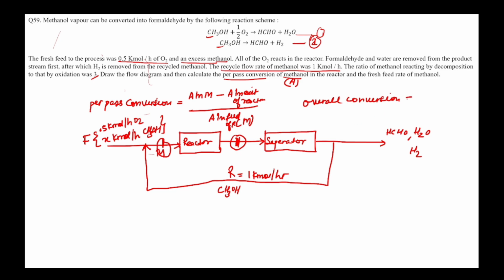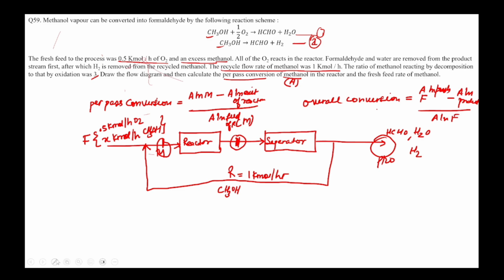Overall conversion means A in fresh feed, that is F, minus A in product, that is the product. This stream is the product divided by A in F in the fresh feed. So this is the difference between per pass conversion and overall conversion. So we have to calculate the per pass conversion.